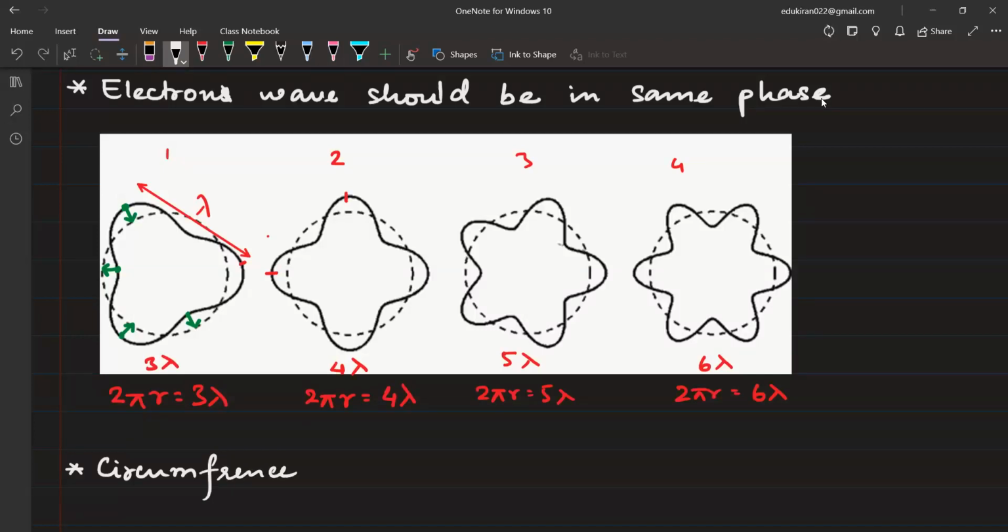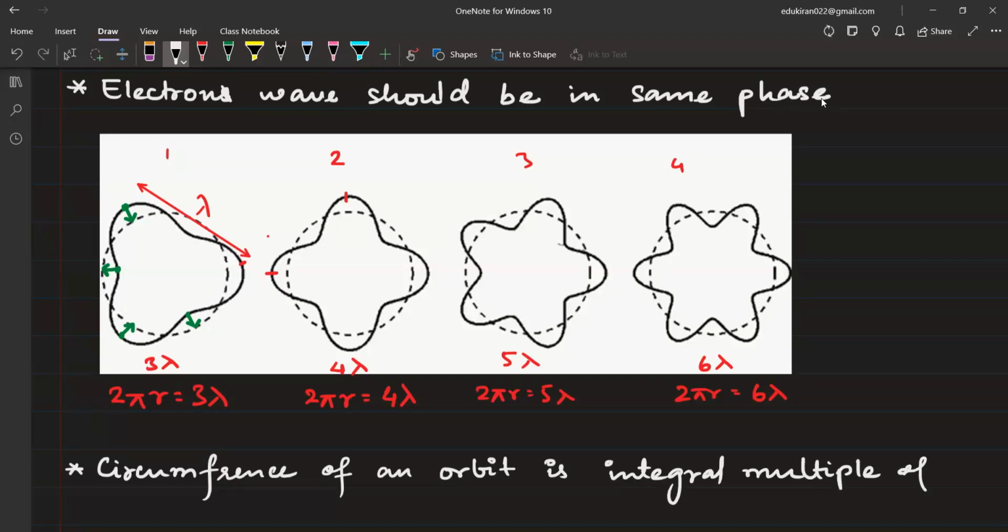So I can write: circumference of an orbit is integral multiple of wavelength. Integral multiple, do you know what is integral multiple? No, sir. Integral multiple means multiplying by an integer: 1, 2, 3, 4, 5.